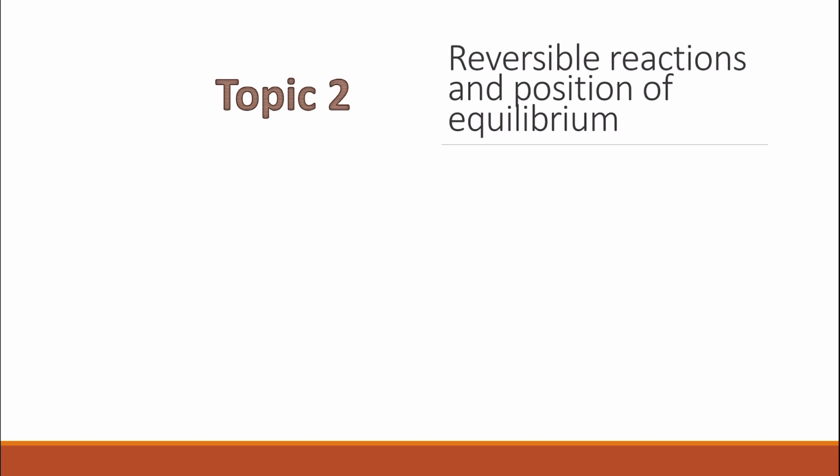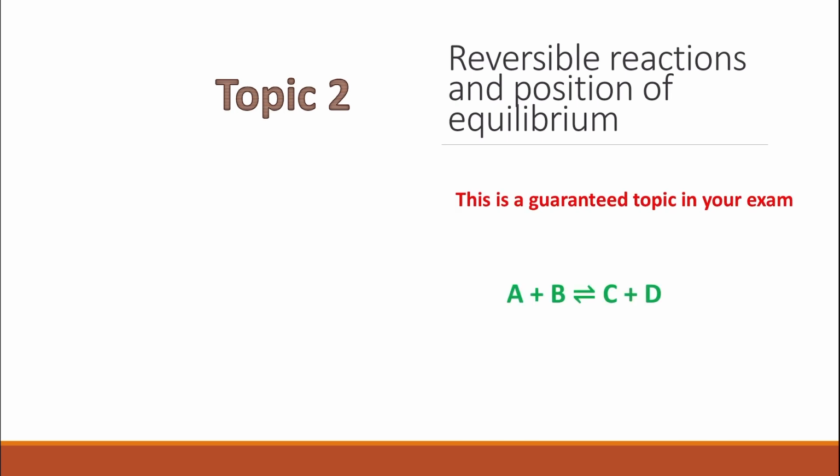And then topic 2, reversible reactions and position of equilibrium. Again, this is a guaranteed topic in your exam. In a reversible reaction, there will be reactants that are going to react to give you products, and then the products react again to give you the reactants. So you need to know what is meant by equilibrium and when equilibrium is reached. Remember that the rate of the forward reaction equals the rate of the reverse reaction, and the concentration of all reactants and products remain constant. They are not the same, but they remain constant.